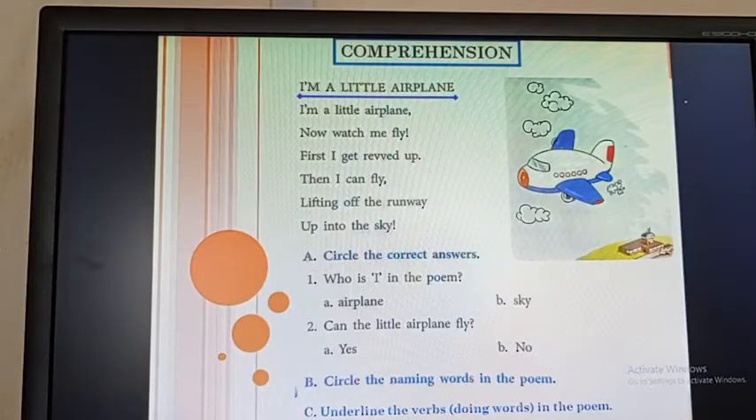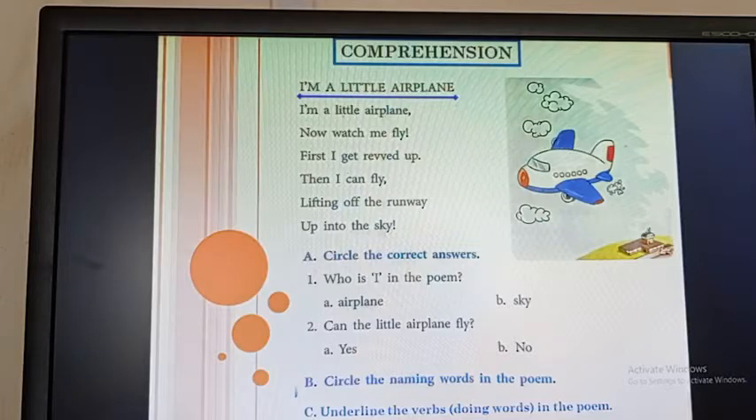In a comprehension, you will be given a text or a paragraph or a poem, and you have to read the poem, read the paragraph, understand it, and then there will be some questions which you will have to answer. So let us begin then. There is a poem here in your book. You can open your book at page 80. All right, and here is a poem.